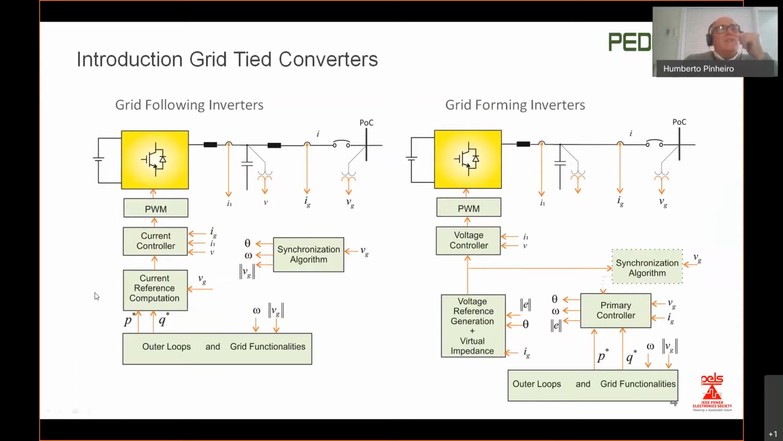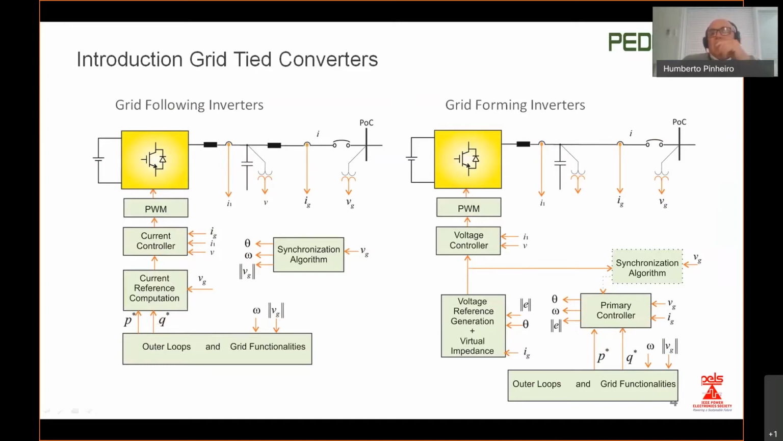The active power, for instance, can come from the DC bus outer loop, to keep the DC bus voltage constant, or can also incorporate some frequency support action. The reactive power, on the other hand, comes from the volt-var characteristic, for instance, or a step at t equal to 0 to operate with unity power factor. On the right, we see the grid forming inverter.